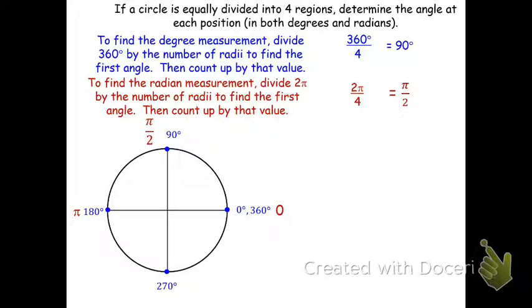Pi is equivalent to 180 degrees. 1 pi plus another pi over 2 is going to be 3 pi over 2. That's equivalent to 270 degrees. And 3 pi over 2 plus another pi over 2 is going to be 4 pi over 2. And 4 pi over 2 is going to be simplified down to 2 pi. 2 pi, again, is 360 degrees.